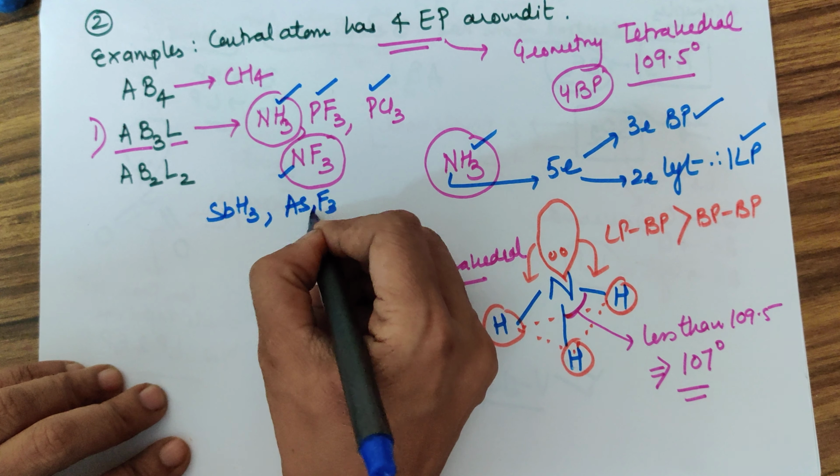But the angle decreases from 109.5. The value 107 is only for ammonia. This is what you need to learn. But for other molecules, you will only say that the angle is less than 109.5. You will not say that it is 107. Fine?